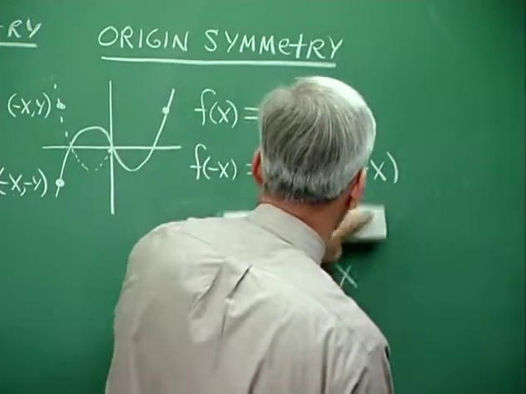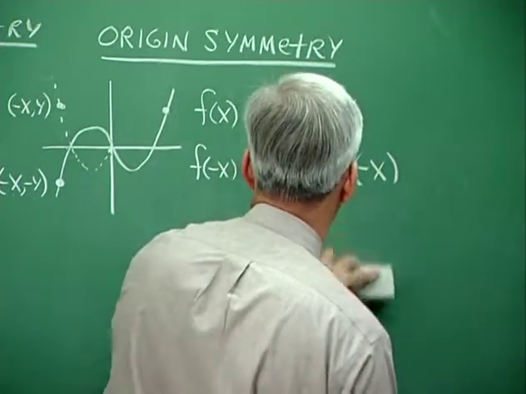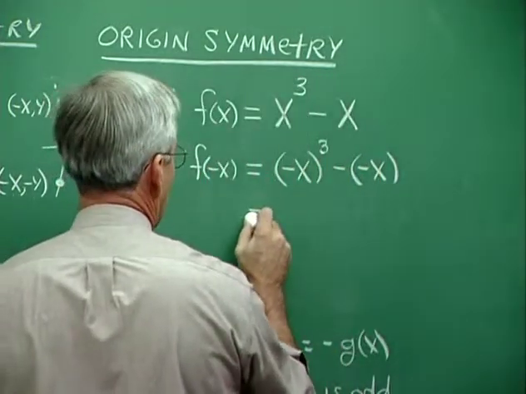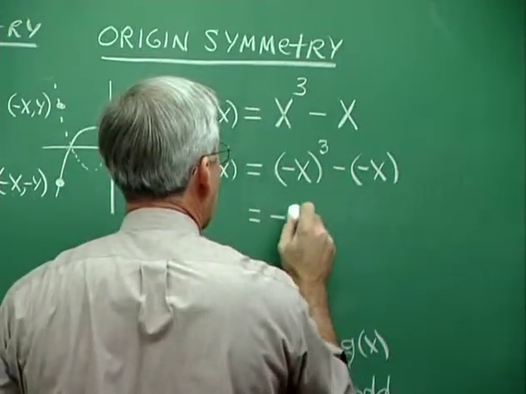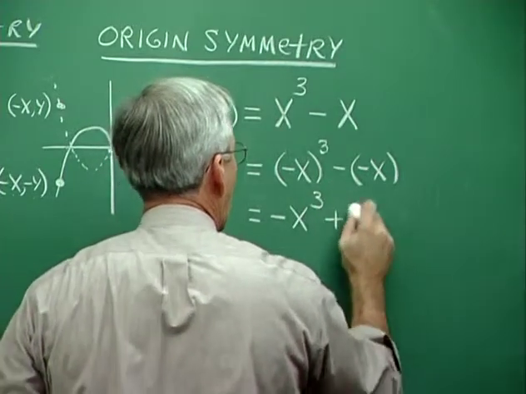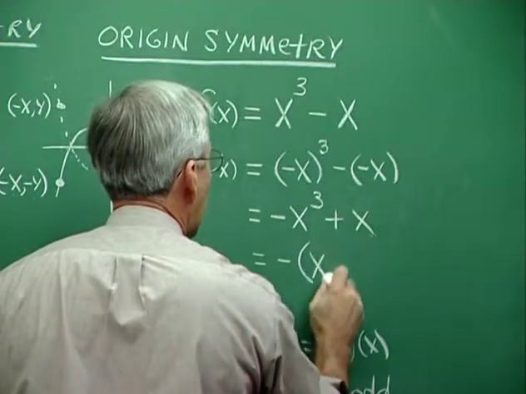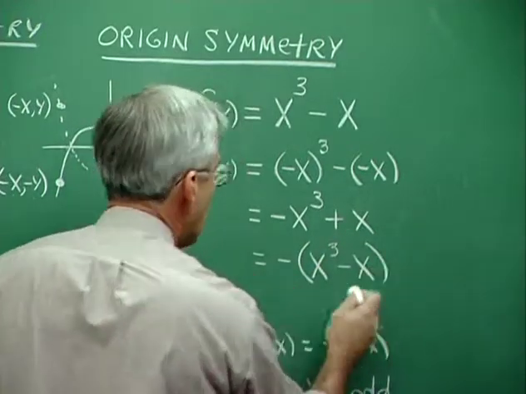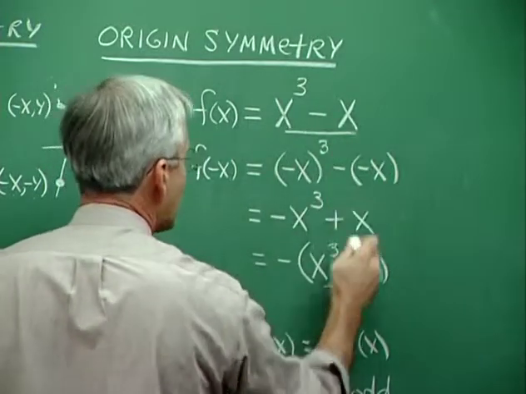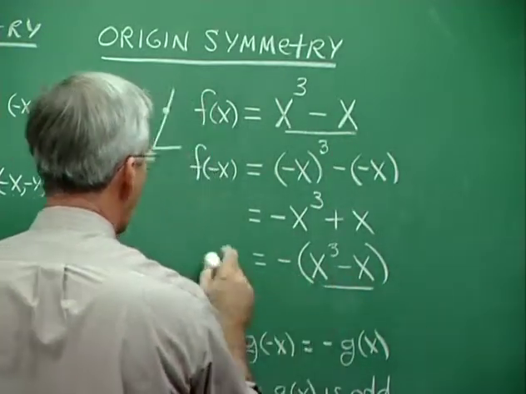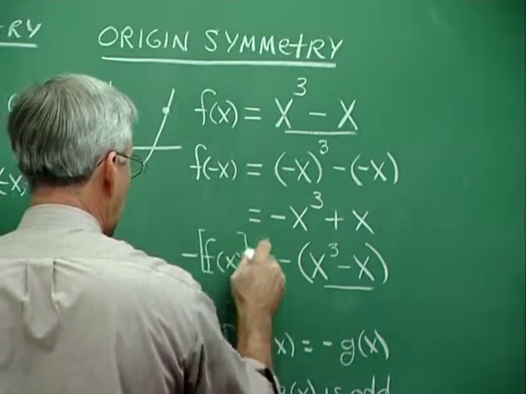All right, now let me rewrite this. Rather than have this minus sign, let me just write it the way I had it. All right, now let me force the factorization of a negative sign. The negative of x cubed minus x. But x cubed minus x is f of x. So this is nothing more than the negative of f of x. You see, kind of like that.